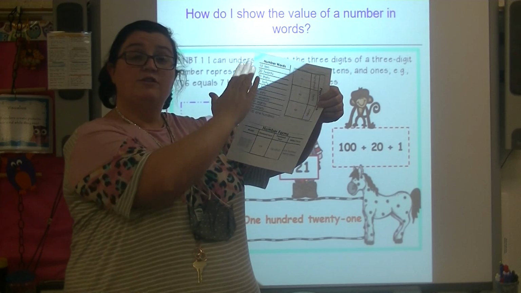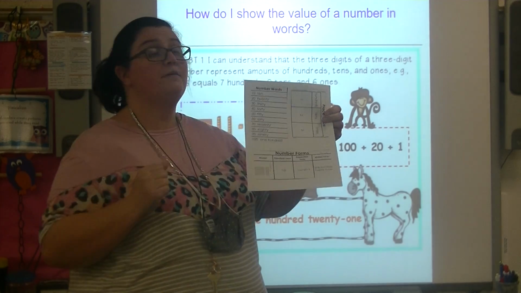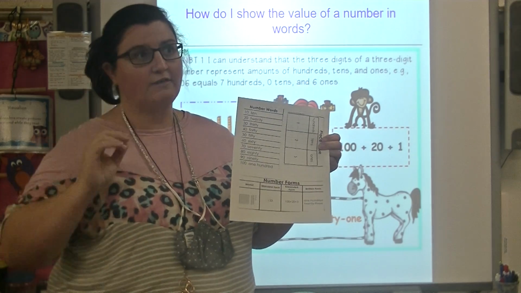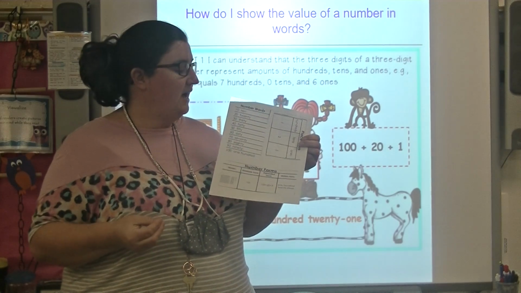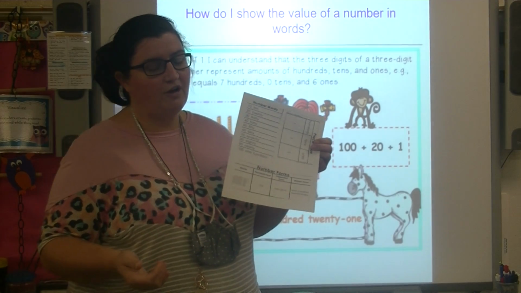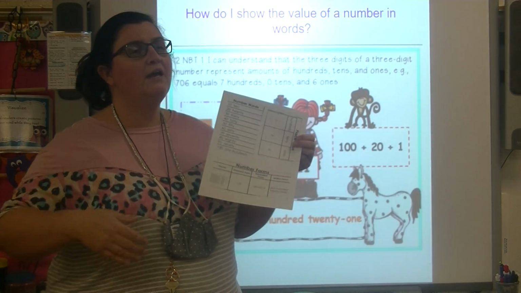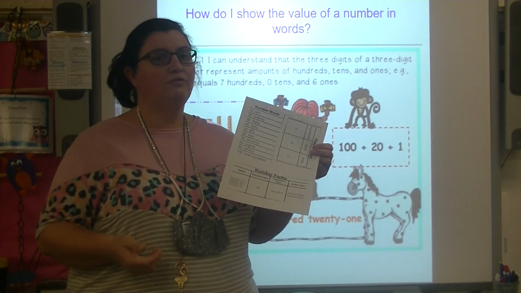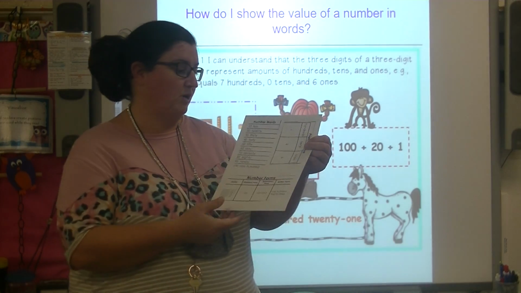All right, and then the rest of the front and the back has to do with number words. Now, the reason why you have this is because a lot of these words are funny words and you're not able to spell them yet. This is for you to help you learn to spell and memorize these words.